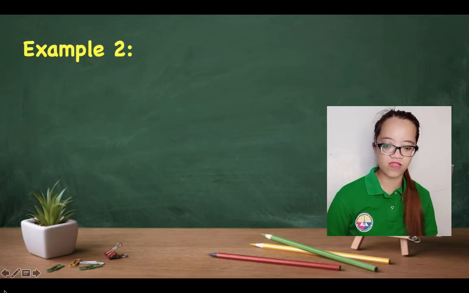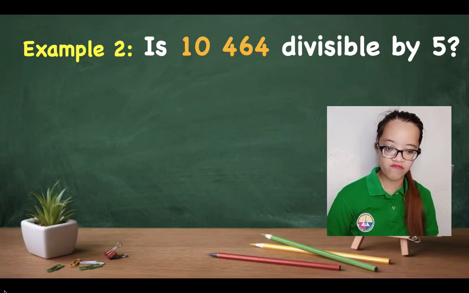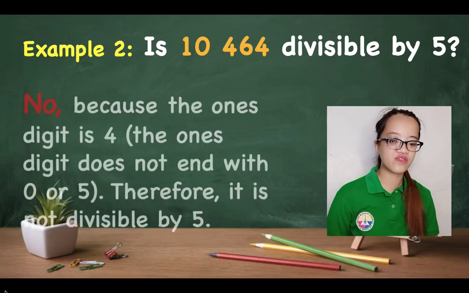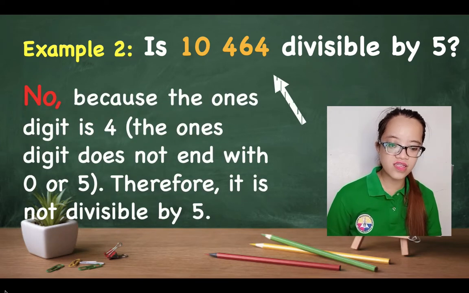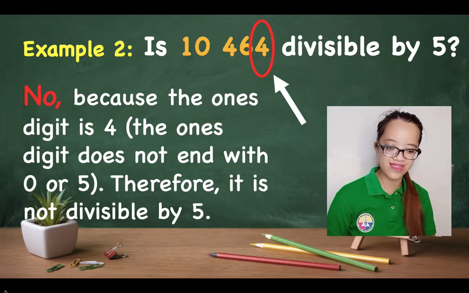Another example: is 10,464 divisible by 5? The answer is no, because the ones digit is 4. The ones digit does not end with 0 or 5. Therefore, it is not divisible by 5.